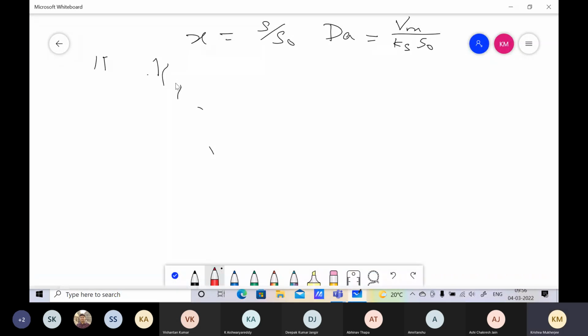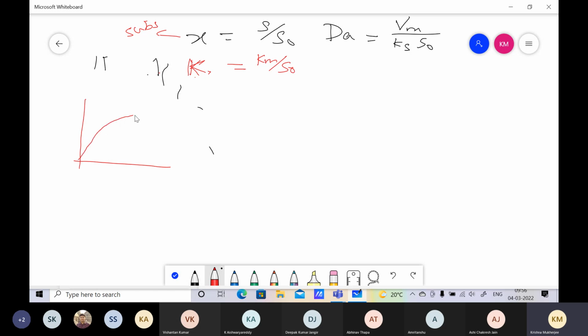We can define something called kappa, κ, as Km upon S naught, just to make this dimensionless. So S by S naught is X, a measure of substrate concentration, and kappa is a measure of Km by S naught. You know why I'm doing this, right? You realize that again the same Km will play a huge role.